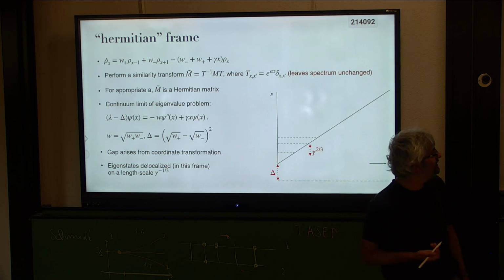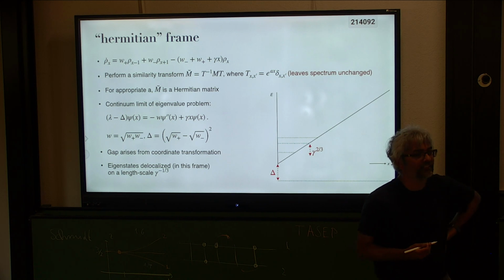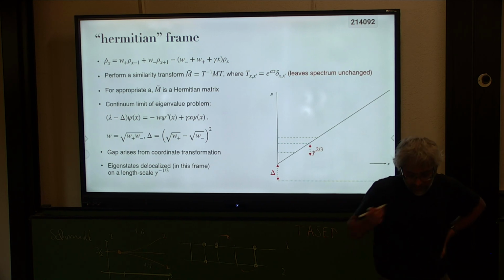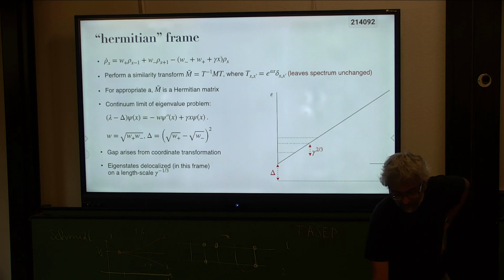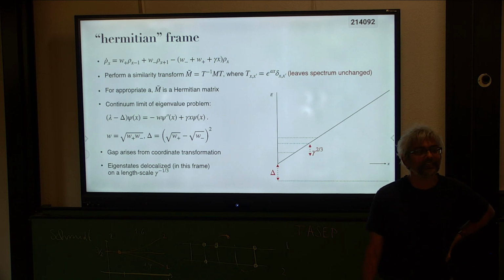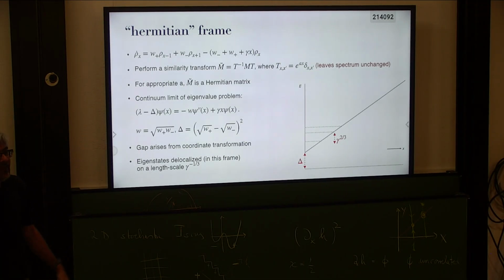And in the continuum approximation, this Hermitian matrix looks like just a Laplacian with a potential that's linear in position. So we know how to deal with this; these are Airy functions and the like. And the interesting thing about this coordinate transformation is that it actually introduces a gap. When you go from up here to down here, that transformation introduces this gap, which is going to be the gap that remains in the gamma to 0 limit.